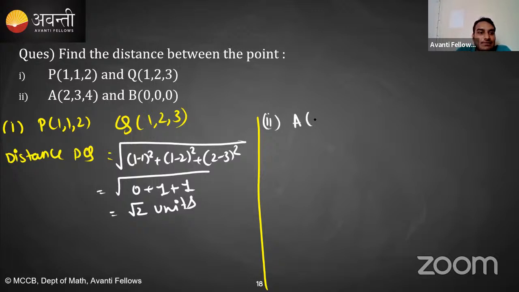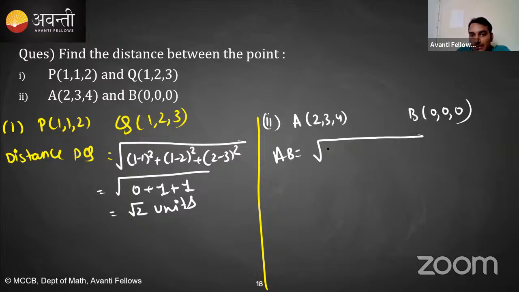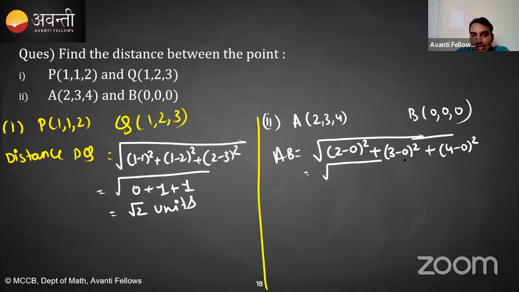Now second, A is (2, 3, 4), B is (0, 0, 0). So it means the distance of the point A from the origin. So AB distance कितना हो जाएगा? Again, हमें तो फॉर्मूला पता है: (2 minus 0) whole square plus (3 minus 0) whole square plus (4 minus 0) whole square. So this is nothing but 2 square, 4, 3 square, 9, 4 square, 16. So 20 plus 9, √29.